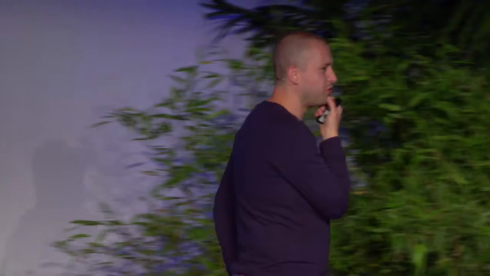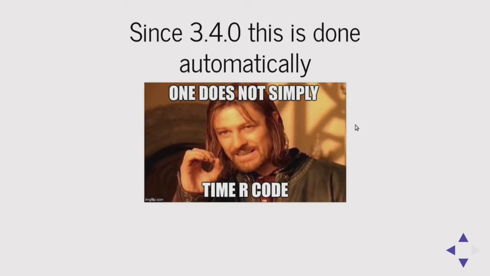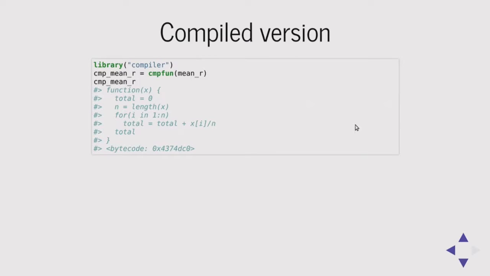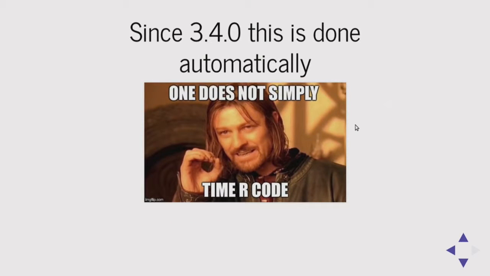But since 3.4, this is now done automatically. Right? So if you're using 3.3, 3.2, 3.1, you would have to do this step, or some variation of it. There are other ways of doing it. If you're using 3.4, it's done for you automatically. So when you're writing R code, when you're scripting, it's going to do that compiling step for you. This is just-in-time compilation, JIT. Okay? And here, one does not simply time R code.